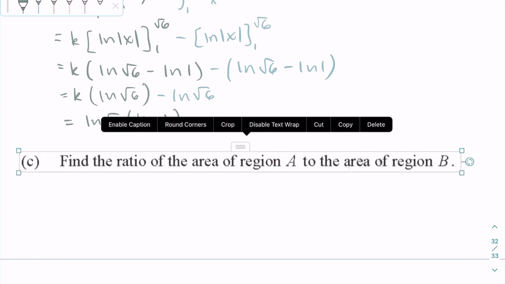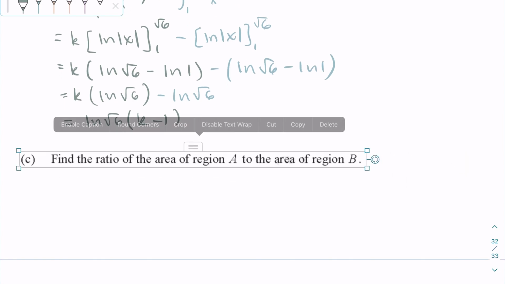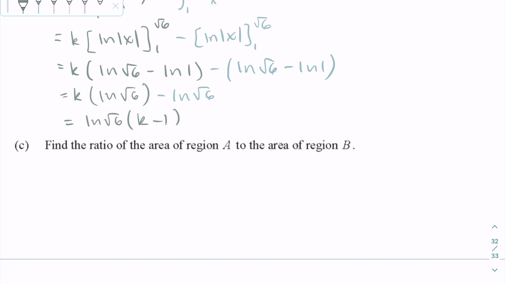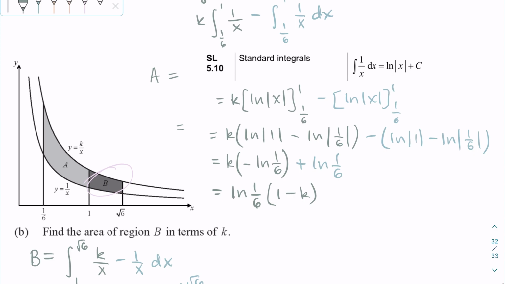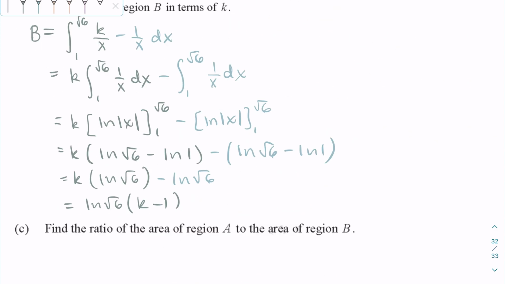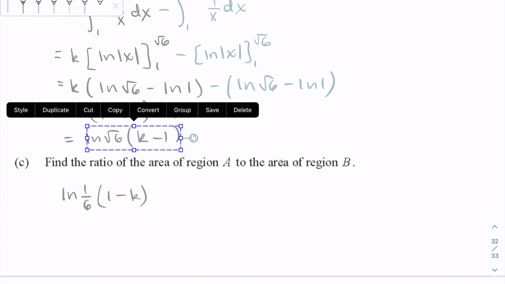Part C asks to find the ratio of the area of region A to the area of region B. We can divide the area of region A by the area of region B to find the number of times that region A is bigger than region B.